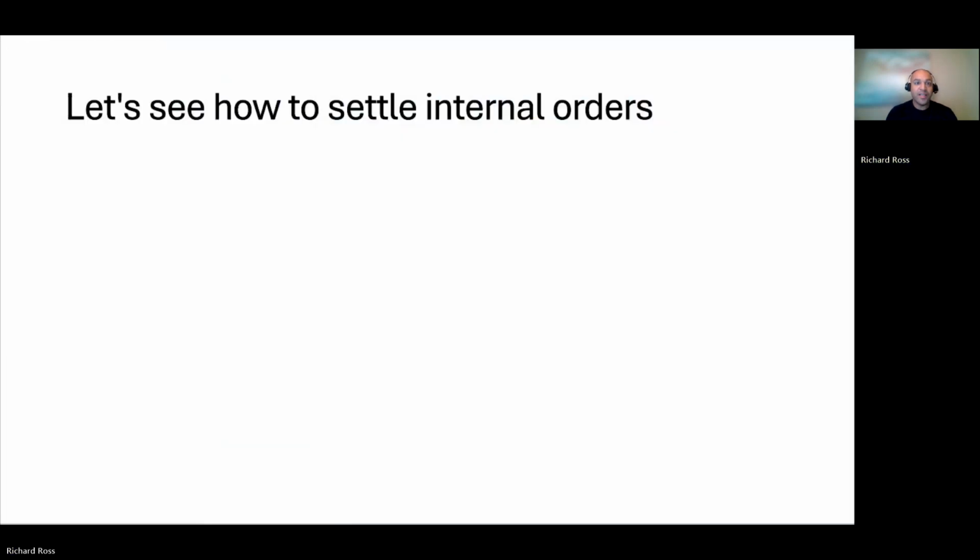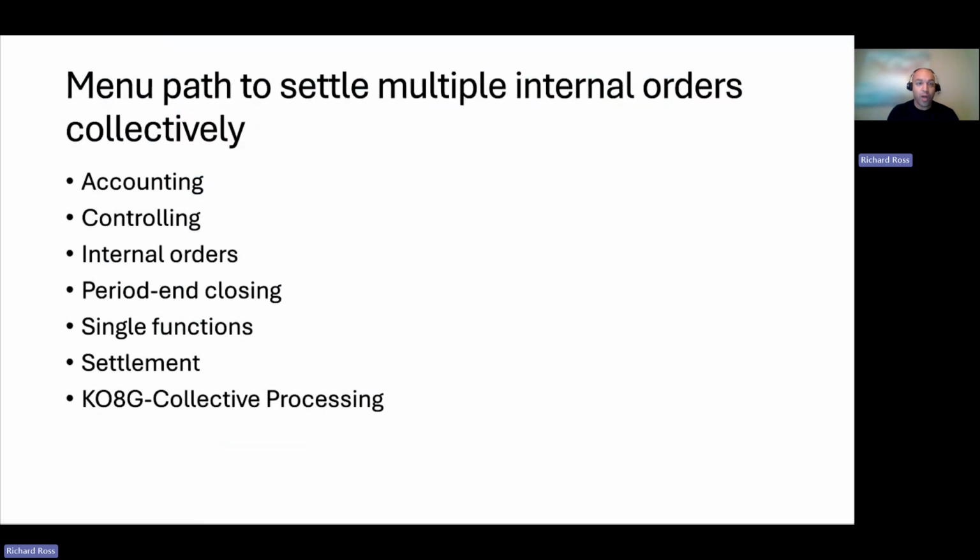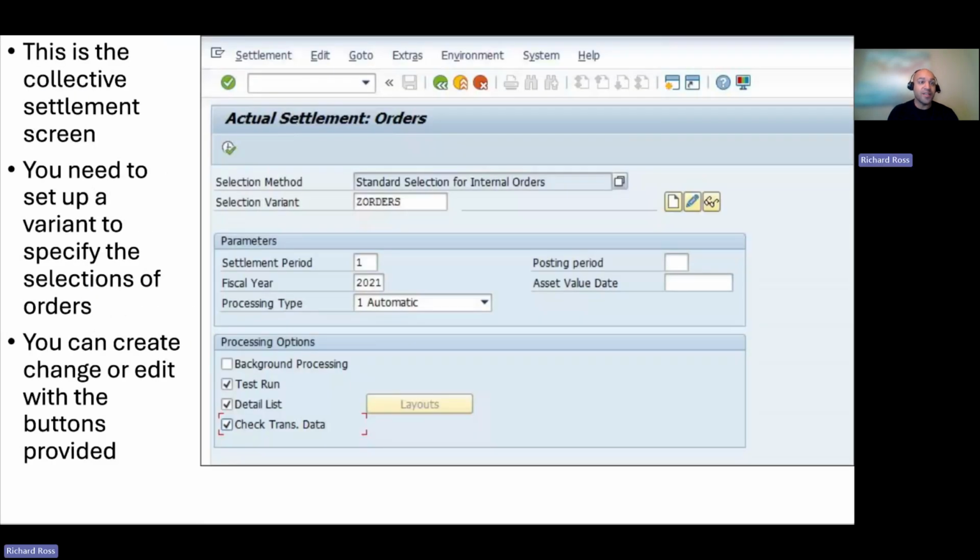Let's see how to settle internal orders. Menu path to settle individual internal orders: Accounting, controlling, internal orders, period end closing, single functions, settlement, KO88, individual processing. Menu path to settle multiple internal orders collectively: Accounting, controlling, internal orders, period end closing, single function, settlement, collective processing. This is the collective settlement screen.